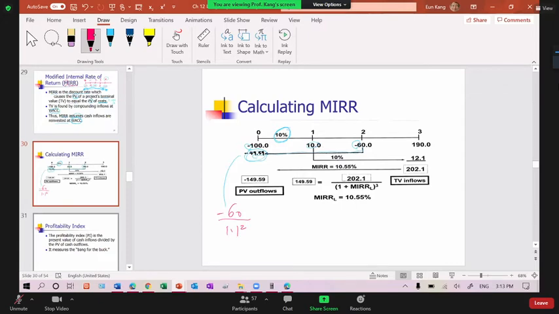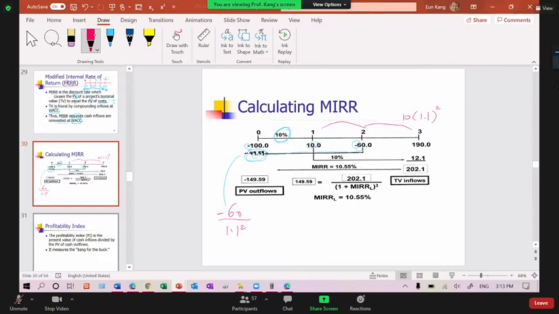And then this 10 should be at time 3. So from 1 to 3, there are two periods. So 10 times 1.1 squared is 12.1, right? So 190 plus 12.1 is 202.1, right? 202.1.